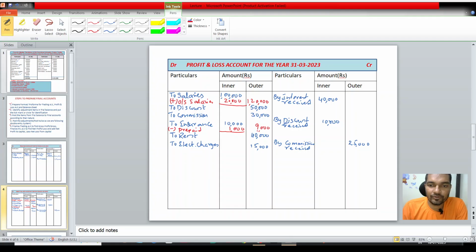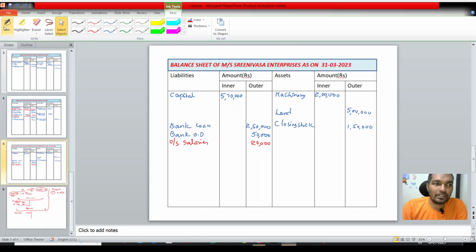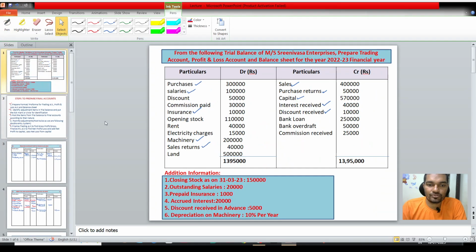It means only 9,000 we have to pay as the insurance premium, but we paid 10,000. 1,000 rupees extra we paid to the insurance company. That is our money, our company money. So that is an asset to the company. So prepaid insurance is an asset to the company. Prepaid insurance, how much? 1,000. So 1,000 is the extra amount.